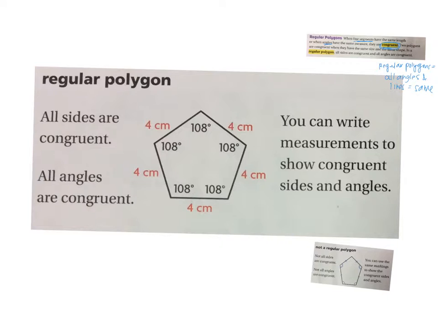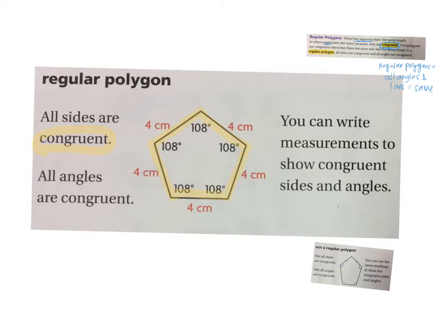Now it says all the sides are congruent. That means that all the lengths are the same size. How long is it from here to here? 4 centimeters. How long is it from here to here? 4 centimeters. And from here to here, it is also 4 centimeters. Are all the sides congruent? Yeah. Now, how did this person who labeled this diagram show you that it was congruent?